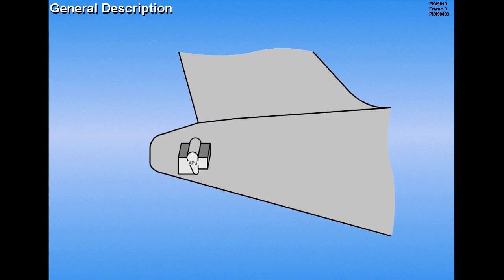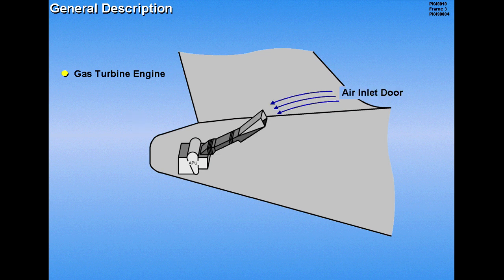The APU is a gas turbine engine located in the unpressurized tail section of the aircraft. The air inlet door for the APU is located on the right side of the fuselage between the horizontal and vertical stabilizers. The exhaust exits through the tail cone of the aircraft.